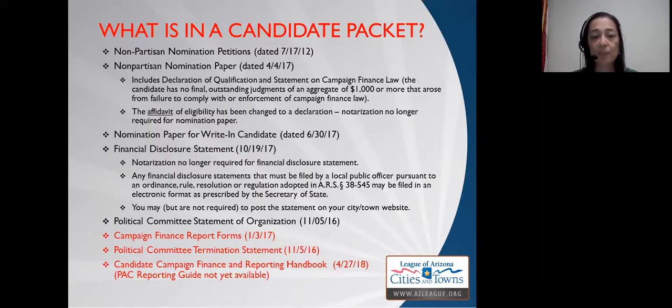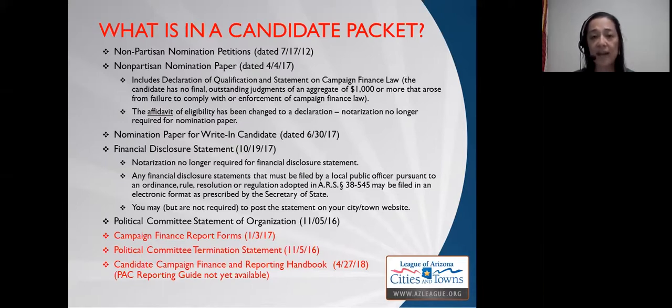The other one is the nonpartisan nomination paper, and that was dated April of 2017. The only reason why I wanted to mention this one is sometimes I get questions about where the declaration of qualification is and where is the statement on campaign finance law. Both of those are actually contained in the nomination paper. If you pull the nomination paper from our league manual, you can see a copy of it and see that there's a declaration there as well as the campaign finance statement.